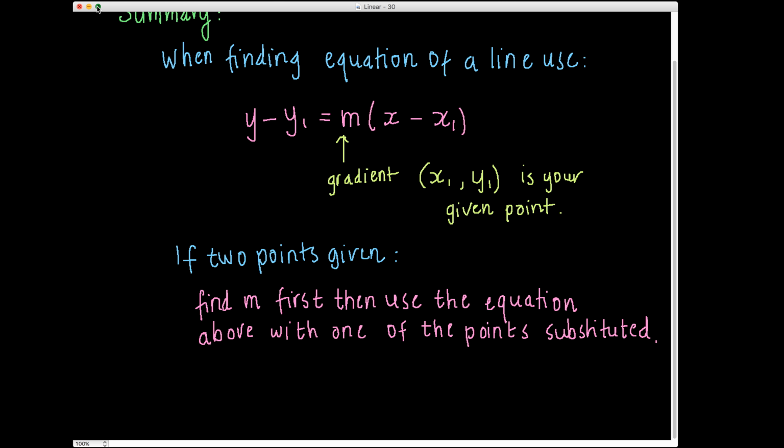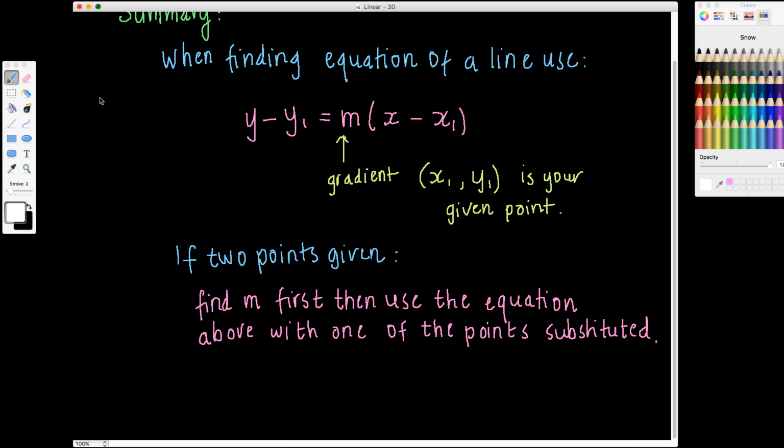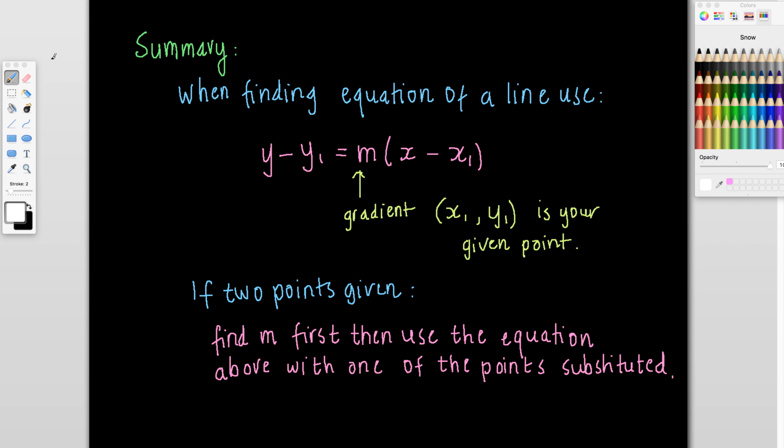When you are finding the equation of a straight line, you want to use this point gradient form. x1, y1 is your given point, so we substitute that in and we make sure we find the gradient. It may be that it's parallel to another line, it might be perpendicular to another line, or if 2 points are given, you're going to have to find that gradient first before you use this particular rule.